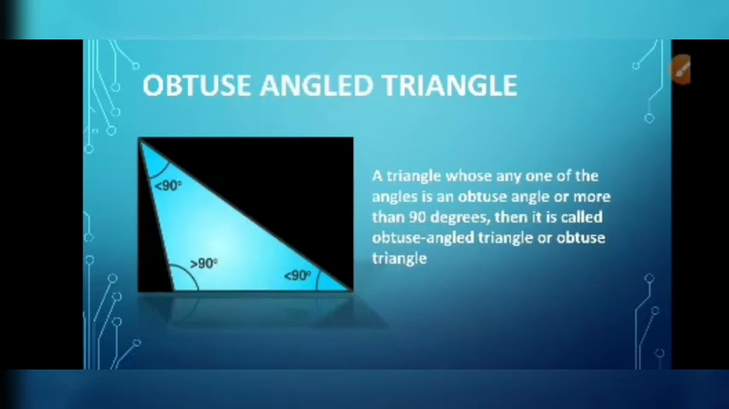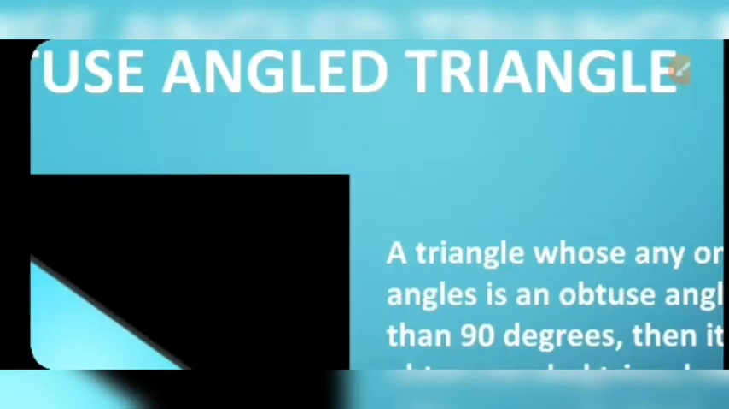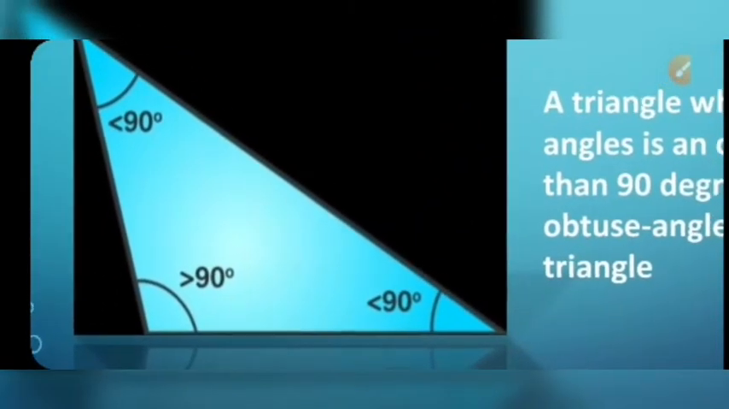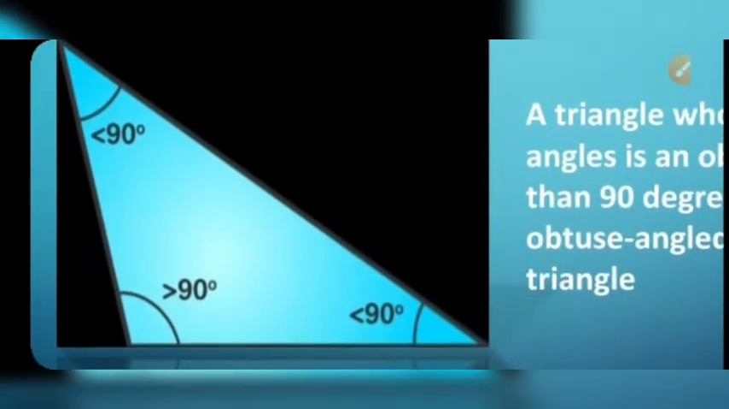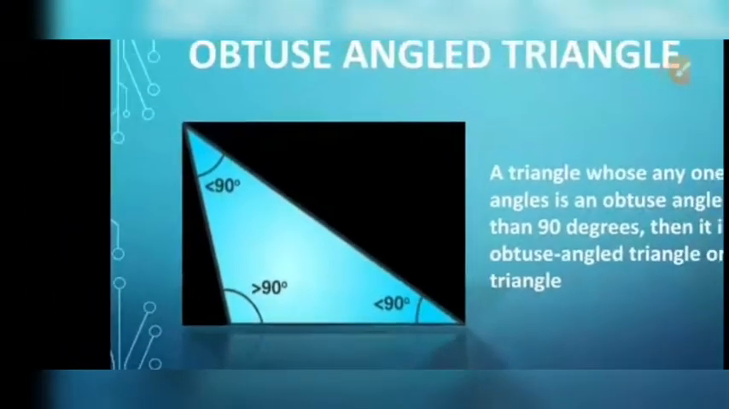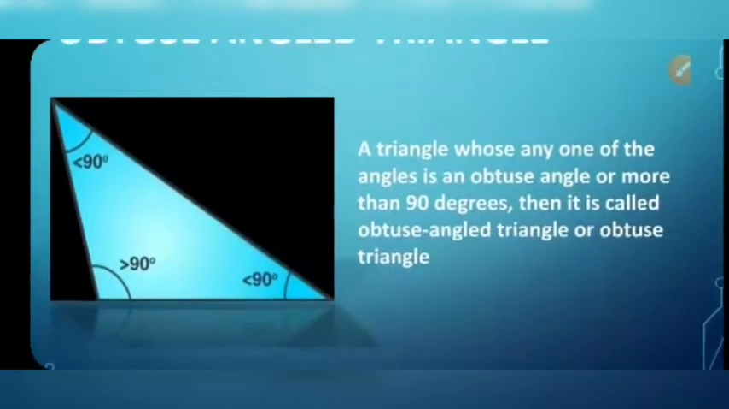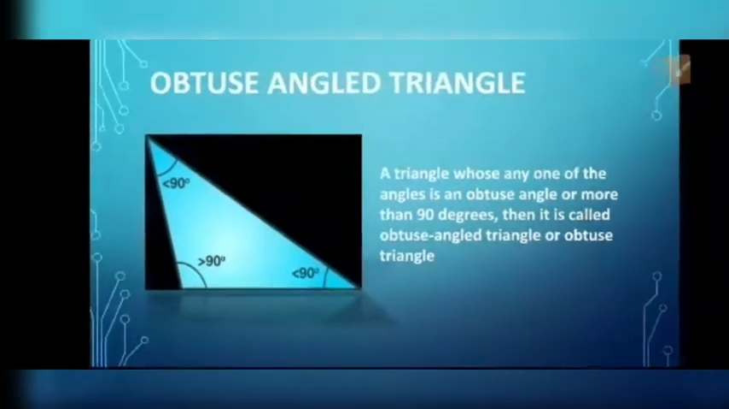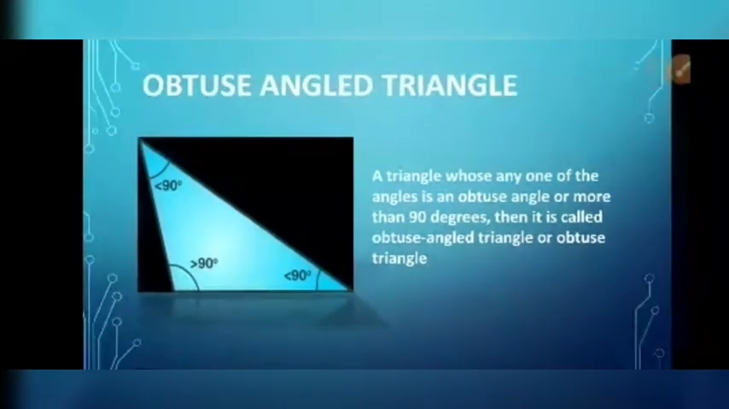Obtuse angle triangle. Here, one angle is greater than 90, the other two angles are less than 90. So a triangle whose any one of the angles is an obtuse angle or more than 90 degrees, then it is called obtuse angle triangle or obtuse triangle.